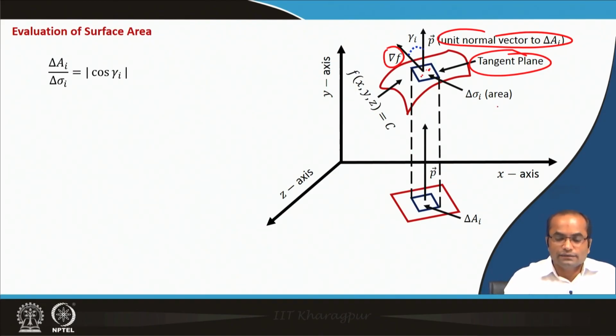So, the idea here is, we can take x, and then this is the y axis and this is the z axis. We will project this portion of the surface.